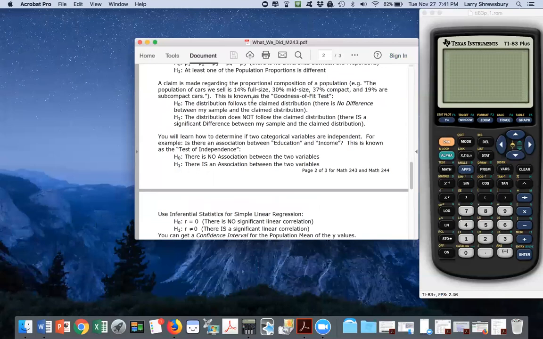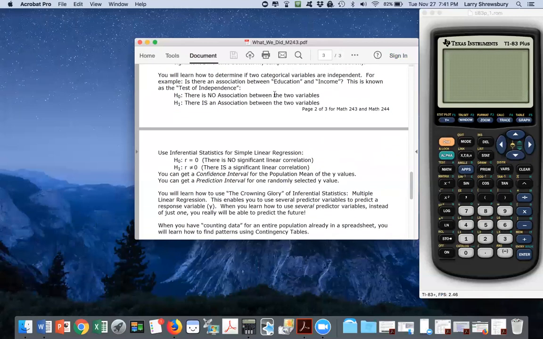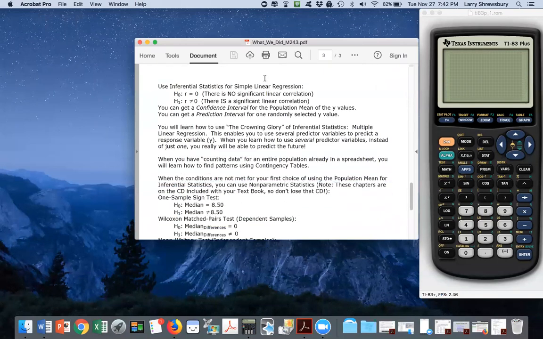And let's see, there's the old goodness of fit test. Now, one that you see a lot that you would learn in the next one is the test for independence. It's similar to regression, where regression is for when both variables are quantitative data. Well, what if they're both categorical data? Well, that's when you would use this chi-square test, the test for independence.